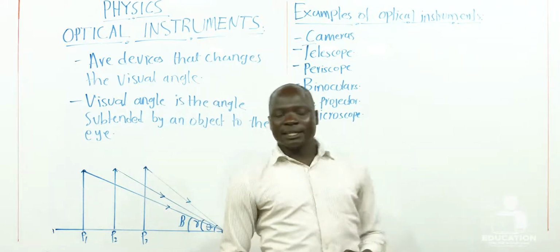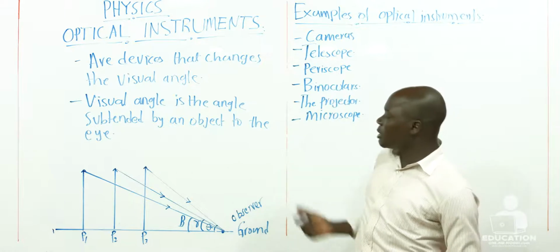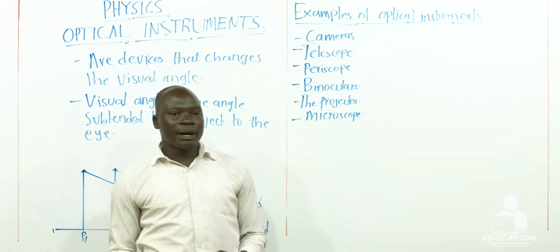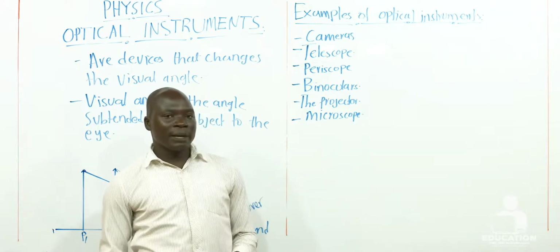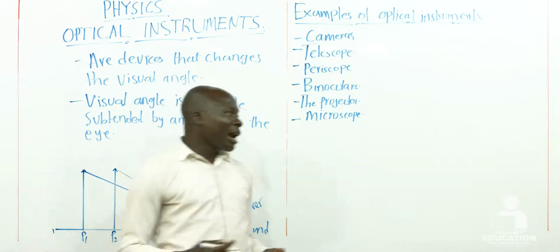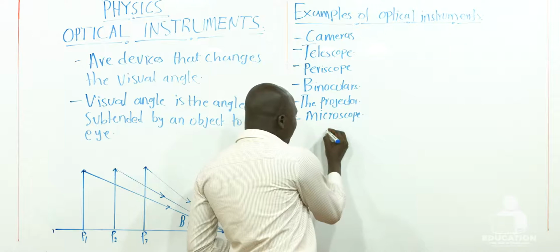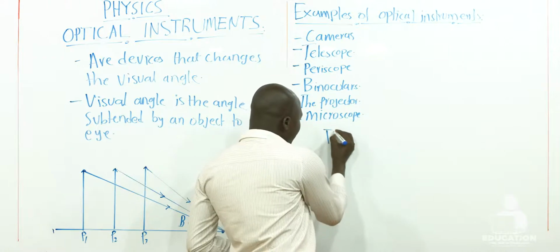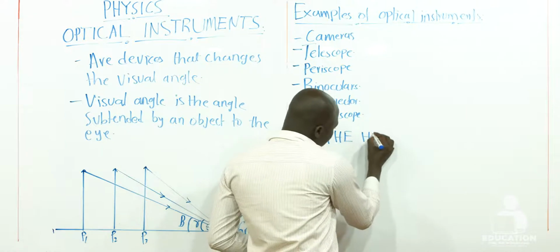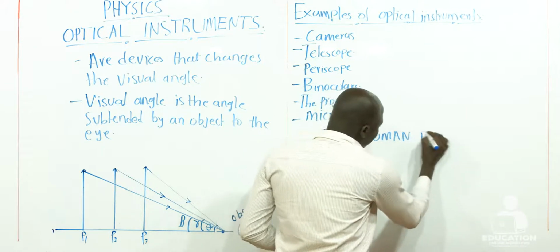So now, dear learners, as we say, these instruments change the visual angle, or the angle which is subtended by the object to the human eye. Now let's look at the structure of the human eye, how the human eye appears, and how images will be formed on the human eye. Let's look at the human eye.